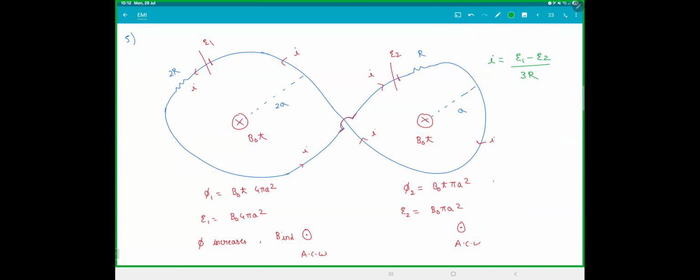Clear with this? This current here is opposing this battery. If you apply Kirchhoff's law in this, E1 is forward and E2 is opposite. So E1 minus E2 is the net EMF, with the total resistance. Once you get the EMF, your current will come. Is that clear, everyone?